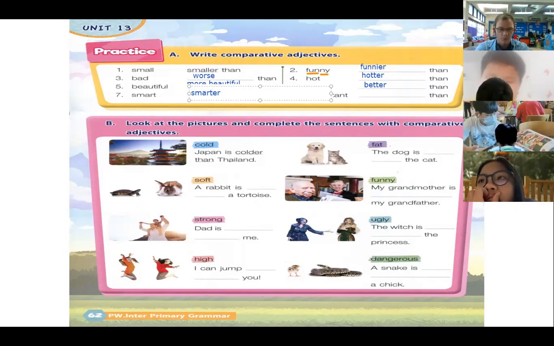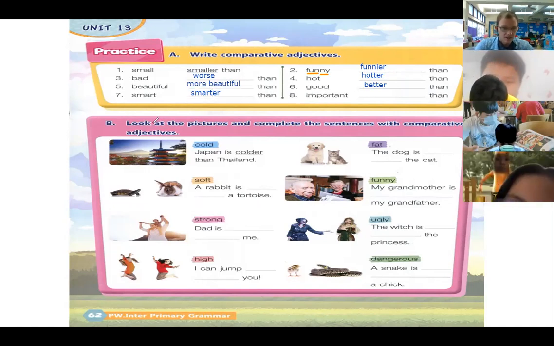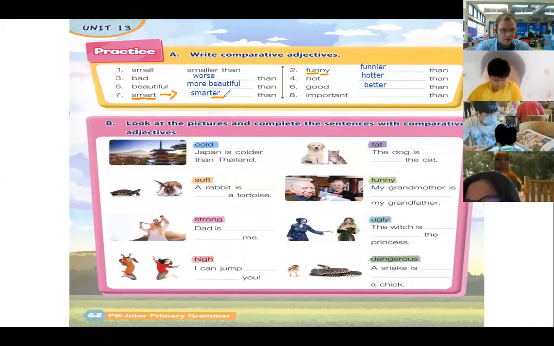One. Let's look at the word first. Count the syllables. Smart. Smart only has one syllable. So our rule says we only add an ER for one-syllable words. Excellent, you guys. Very good so far.